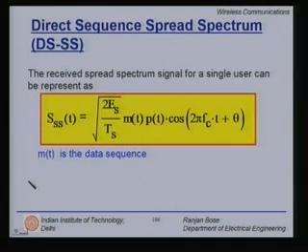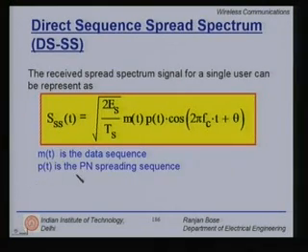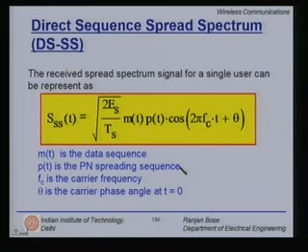m(t) here is the data sequence. p(t) is a PN pseudo noise spreading sequence. fc here is the carrier frequency, and theta is the carrier phase angle at time t equal to 0. This is a general depiction of the received spread spectrum signal for a single user. We will soon see that the spread spectrum technique is very popular for the multi-user scenario, where different users will have different PN sequences as the spreading codes.